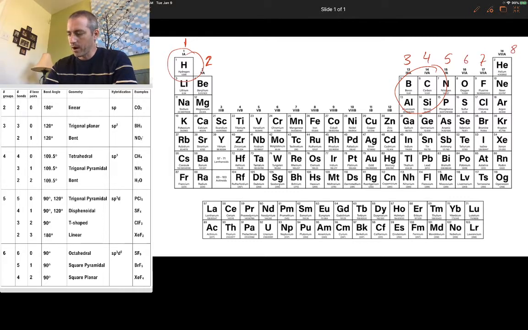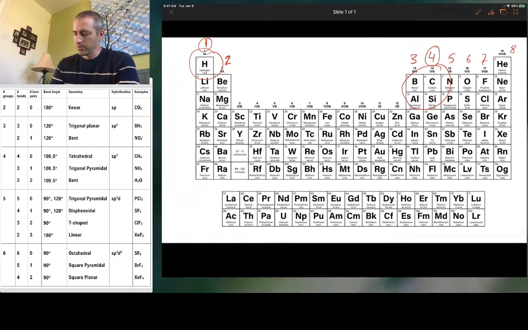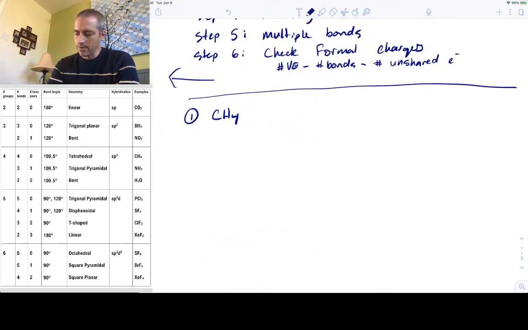So based on where carbon is, carbon should have 4 valence electrons, and each hydrogen should have 1 valence electron. If you remember that, we're going to have 4 valence electrons for the carbon plus 1 valence electron for the hydrogen times 4 because we have 4 hydrogens, and that gives us a total of 8 valence electrons.